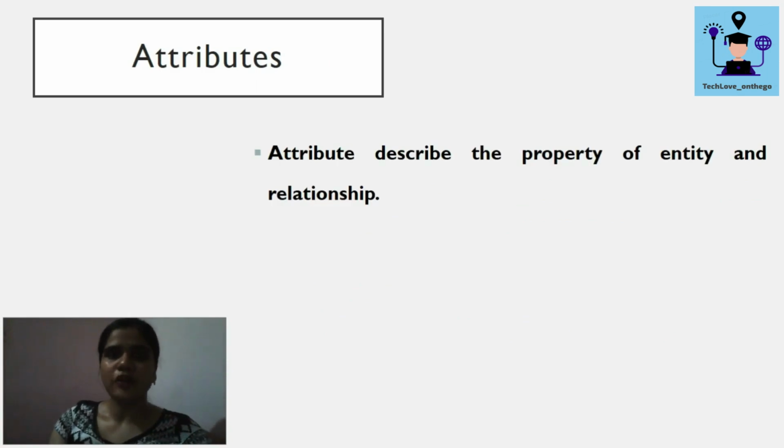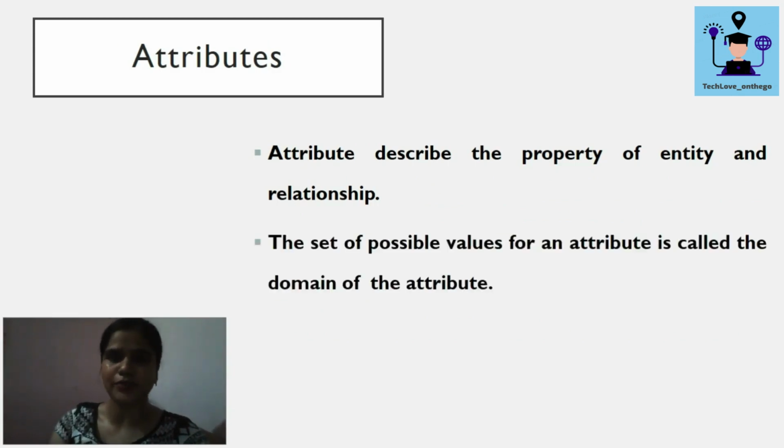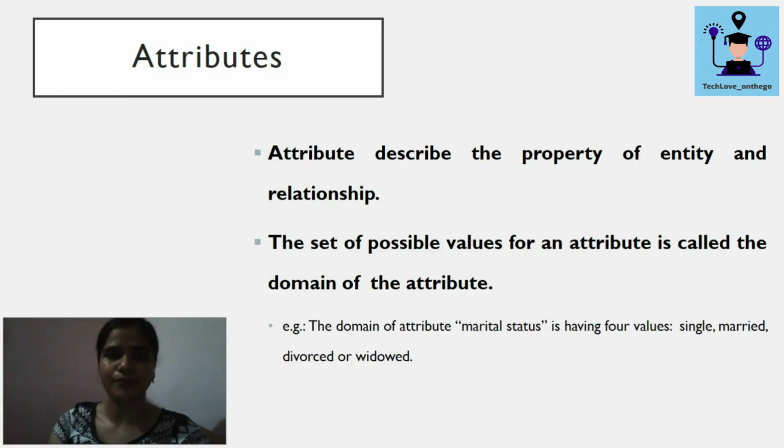Attributes. Attributes mean properties or characteristics of the entities or relationships. Every entity or relationship can have some properties, those are known as attributes. The set of possible values for an attribute is called the domain of the attribute. So what is the domain of the attribute? Domain means every attribute can have some possible values, and that set of possible values is known as the domain of that particular attribute.